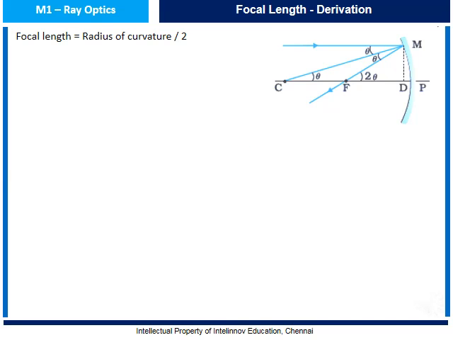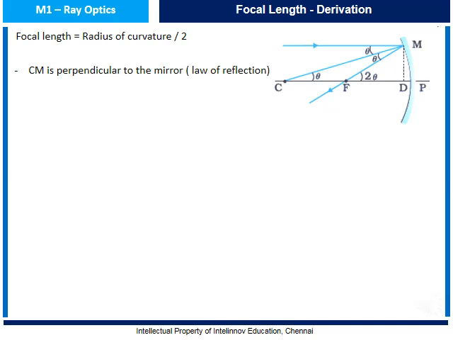Now let us understand the derivation of focal length. Here we are going to establish a relationship between focal length and radius of curvature. Or in other words, we are going to prove that focal length is equal to radius of curvature by 2. Look at the diagram on the right side. Here a beam of light parallel to the principal axis is incident on the point M, and it reflects through the point F or the focus. As per law of reflection, angle of incidence is equal to angle of reflection.